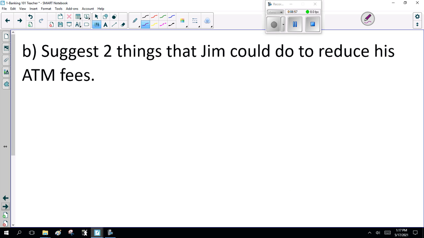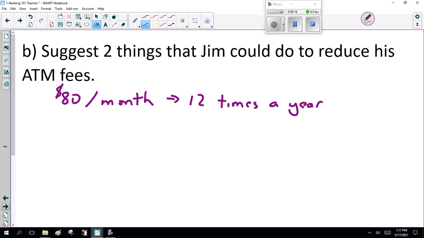Now, suggest two things that Jim could do to reduce his ATM fees. Well, he's taking $20 every week. Couldn't he just take like $80 per month? That way there's only 12 times a year. So he's only paying 12 times $3, which is $36. Don't go every week, go every month. Now, some people don't like holding on to cash like that because it goes into the wallet and just disappears. So some of us are like that. Anyway, what else could he do?